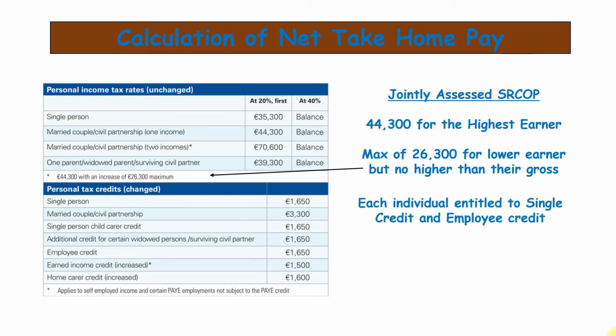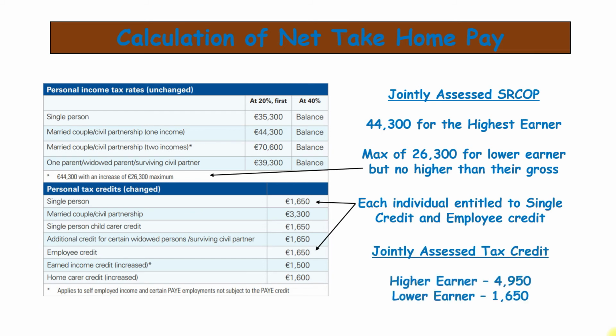Under single assessment, each individual is entitled to a single person tax credit and an employee tax credit. Under joint assessment, the higher earner has their own credits and also their partner's single person's credit, but not their employment credit.